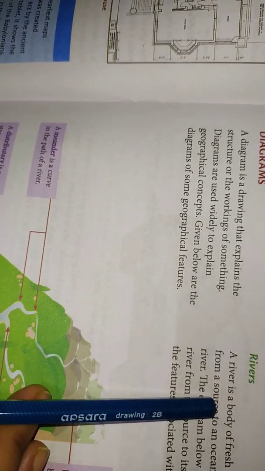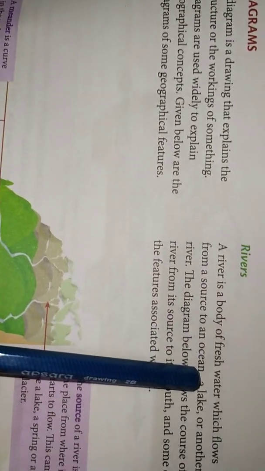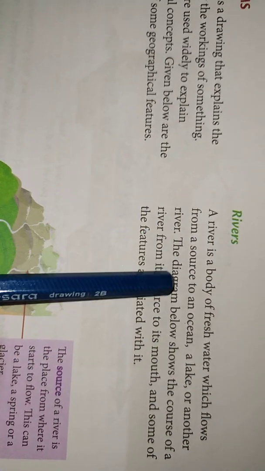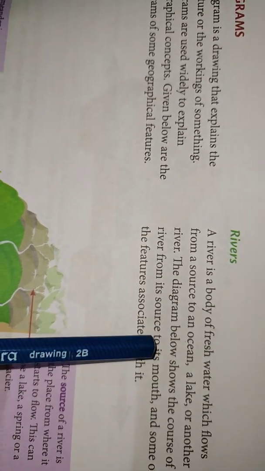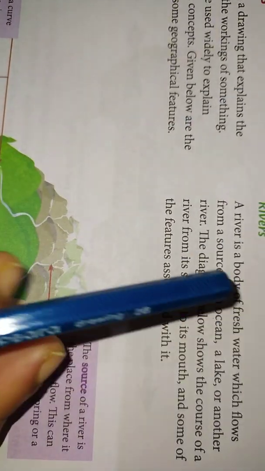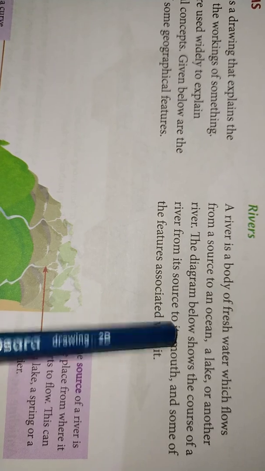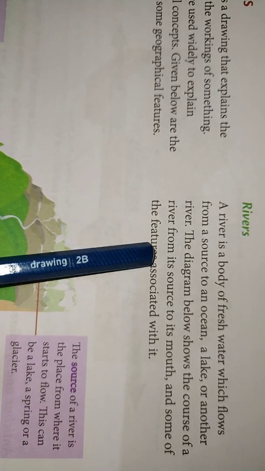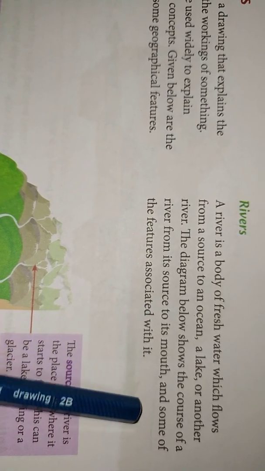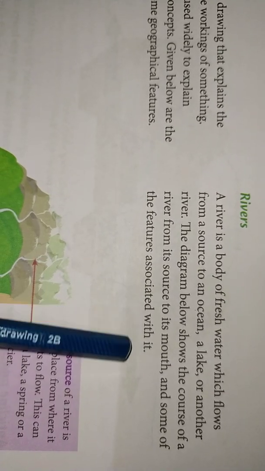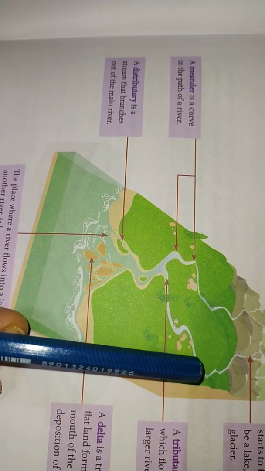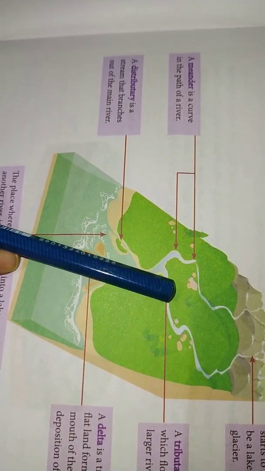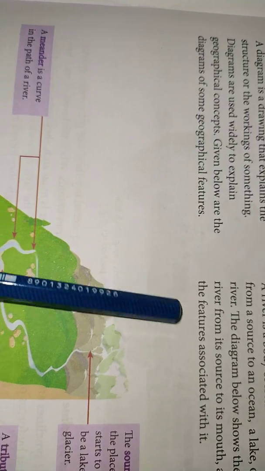A river is a body of fresh water which flows from a surface to an ocean, a lake or another river. This river flows from the surface to the ocean. The diagram below shows the course of a river from its source to its mouth and some of the features associated with it. So, a diagram of many features.